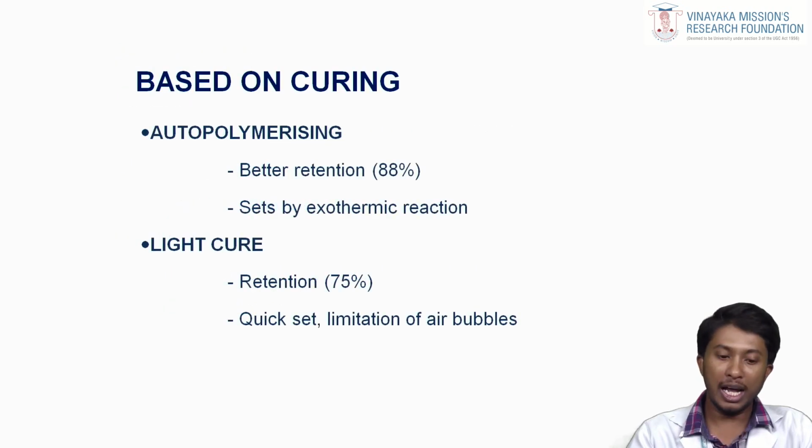Based on curing, sealants can be classified as autopolymerizing and light cured. Autopolymerizing has better retention and sets by an exothermic reaction. Light cured has retention of near 75%, is quick set, and has limited air bubbles.